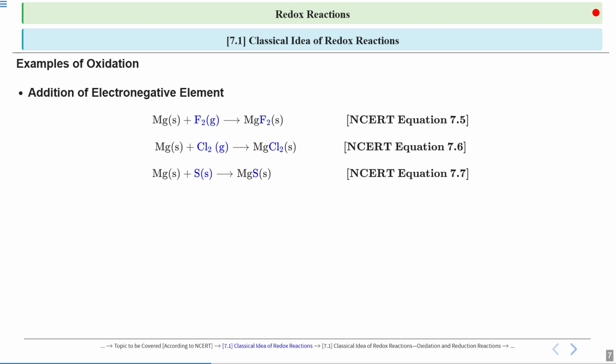In the next example, that is NCERT equation 7.7, you will find the addition of sulfur to magnesium, and this again can be considered as an example of oxidation because again the sulfur has been added to magnesium in the product.